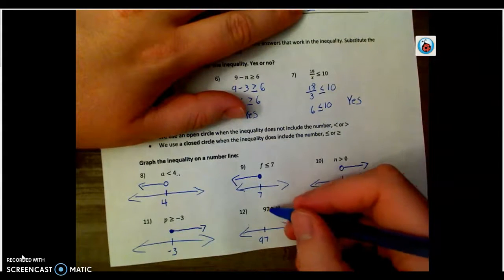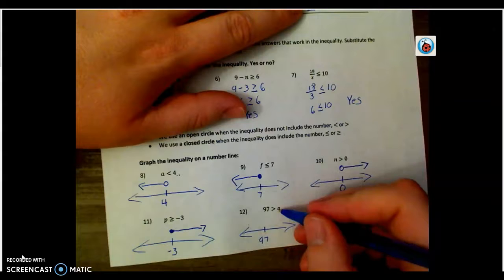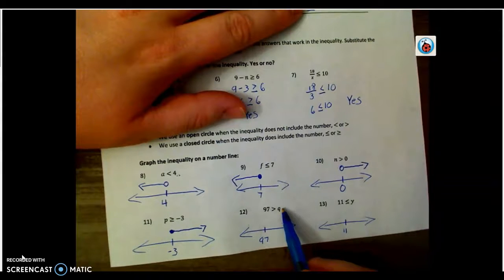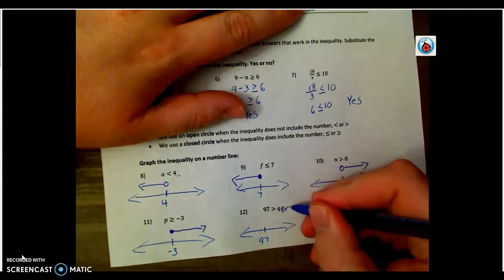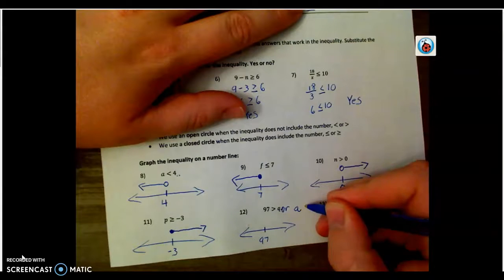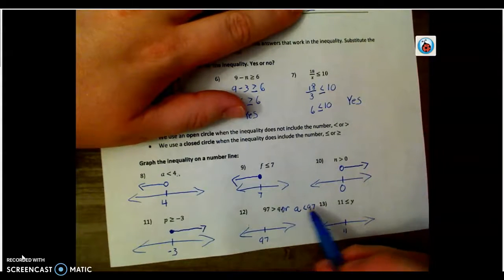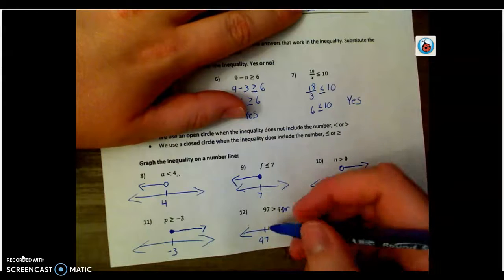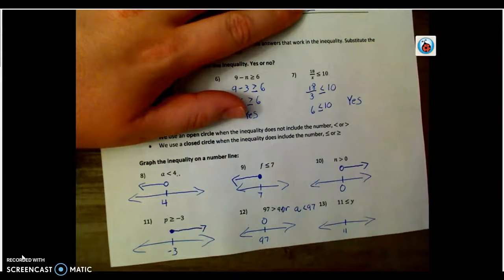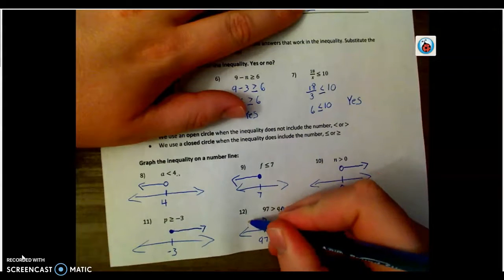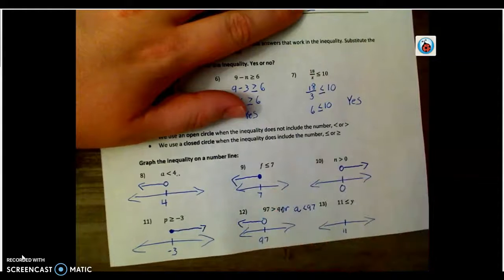Number 12, we got 97 has to be greater than q. A little different because q is on the other side. If you don't like that, you can always rewrite it as q is less than 97. These two mean the same thing. So we know that we have an open circle at 97, and we should be shading to the left. q has to be smaller than 97.